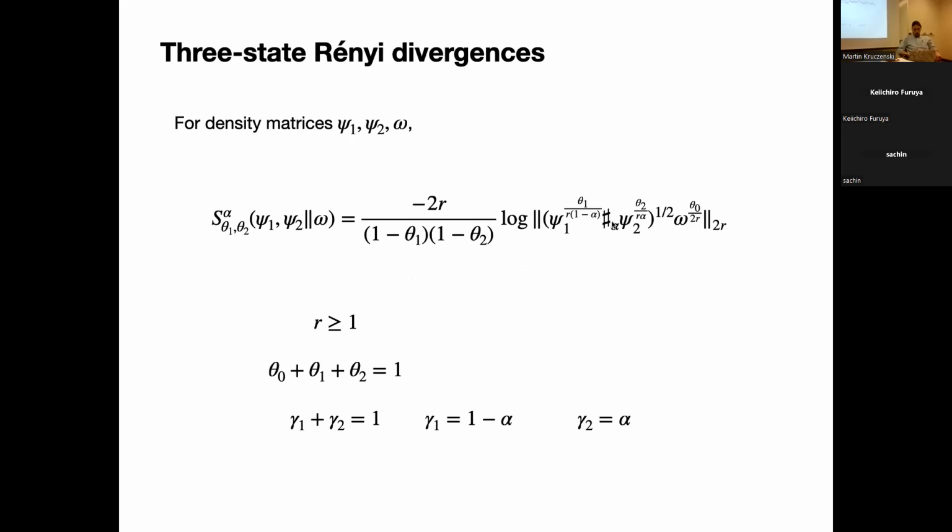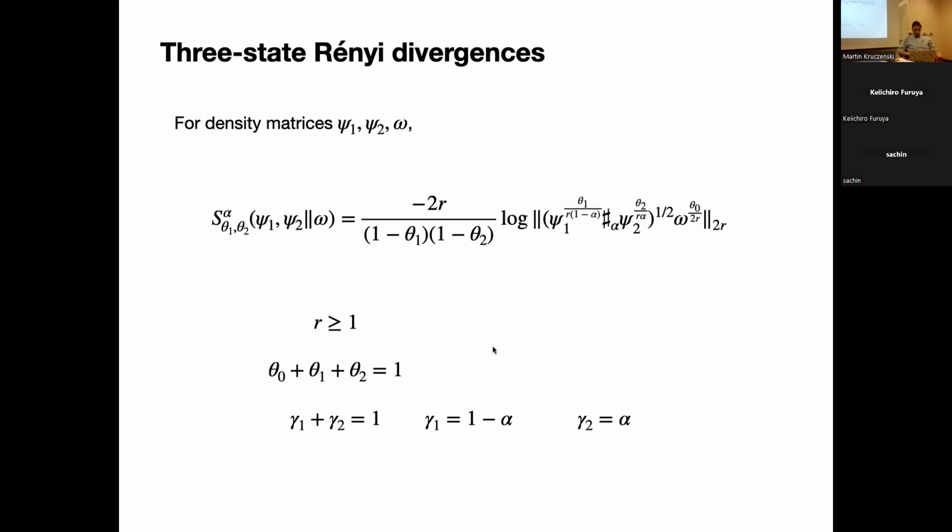There's something here, but let me explain what this is. In this case, you have omega, and you have psi one and psi two here. I said three states because you have omega, psi one, psi two. With psi one and psi two, you have two parameters, and for omega, you have theta one, theta two, and theta zero. These are more like a probability distribution, so if you add them up, you get one.